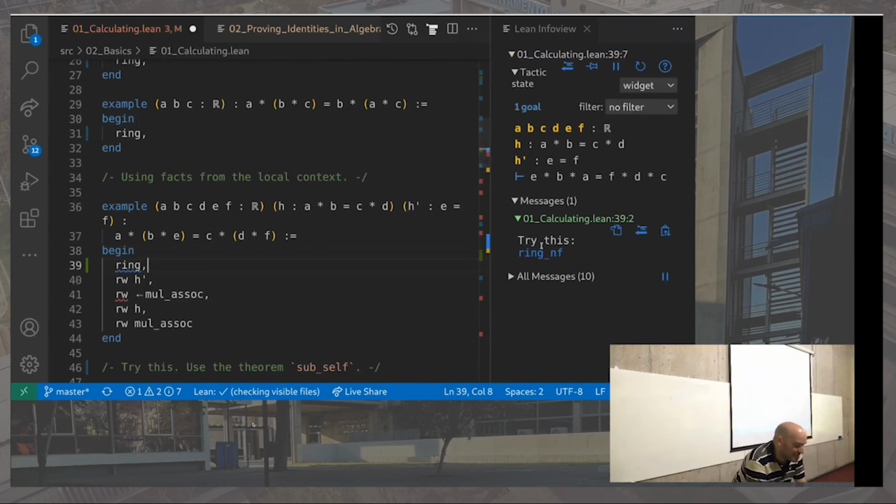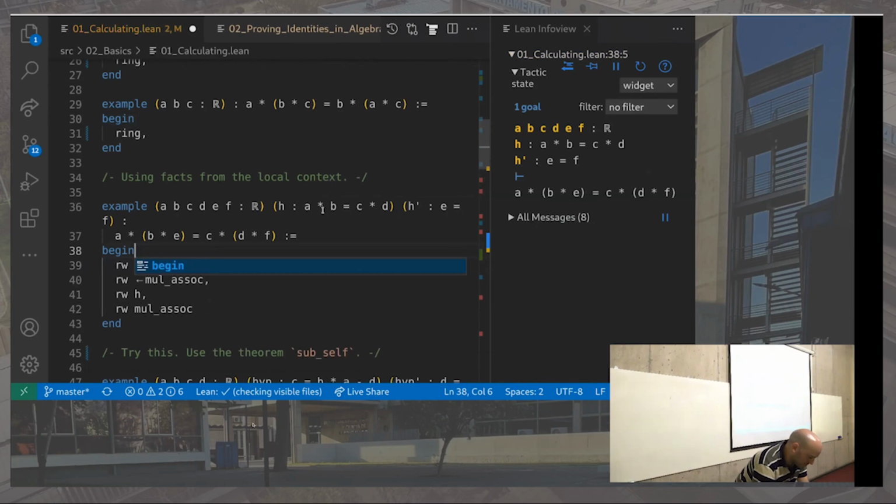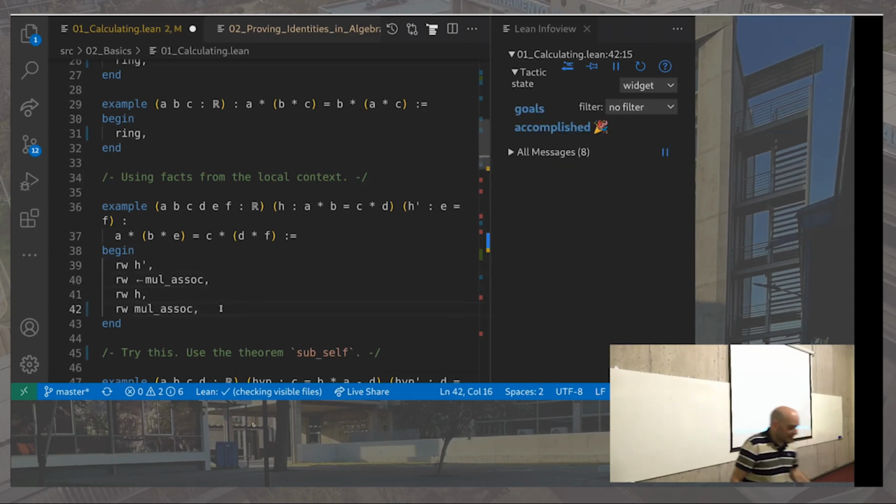So you see that he says, I wasn't able to finish the proof. Try this other tactic, but it will not work either. Because the idea is really to use H prime. So we get rid of all the E. Now we use the associativity, and now we use H. But I mean, this is nothing interesting. It's really nothing smart. It's just to show you how one can use local assumptions and so on.